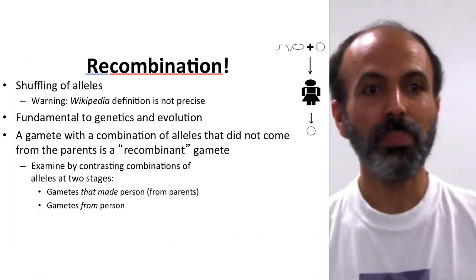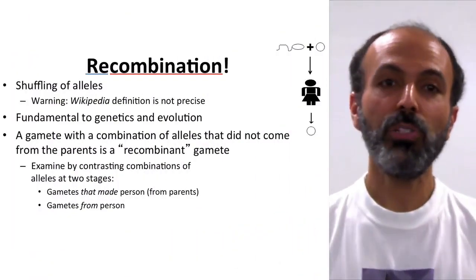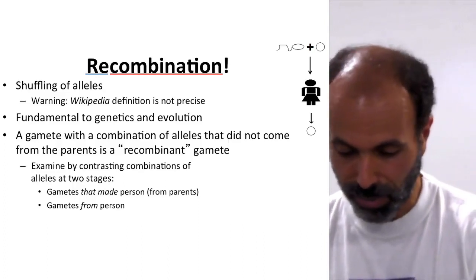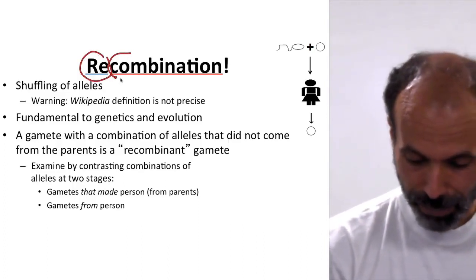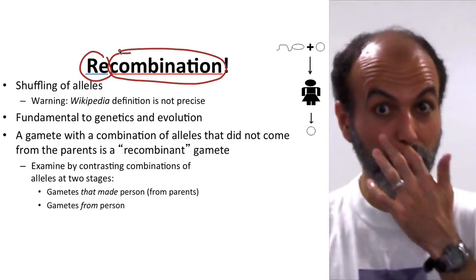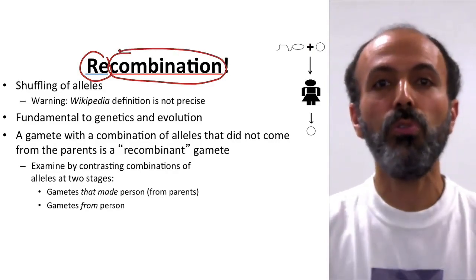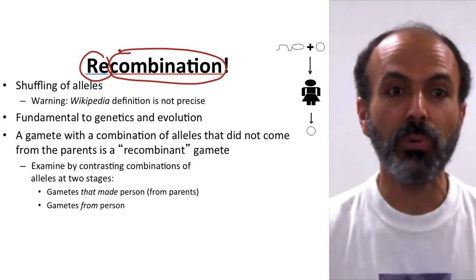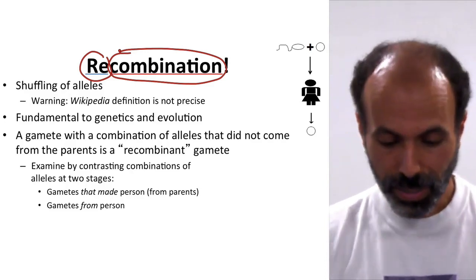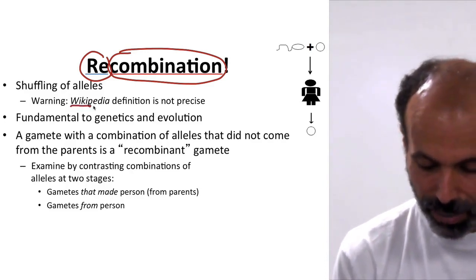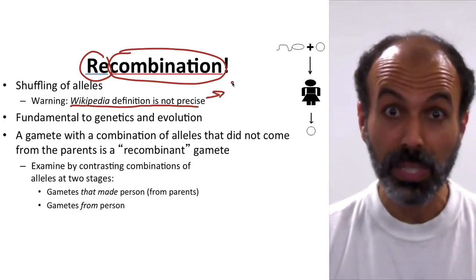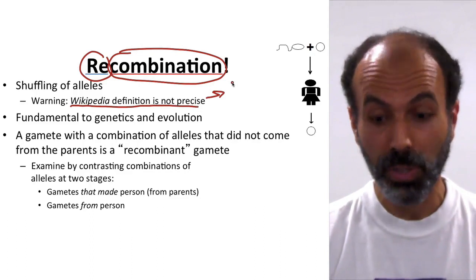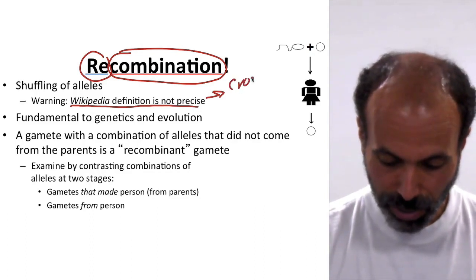Now, many of you use Wikipedia, I know. Recombination, you can basically break up the word as I've done here. Re for a new, combination. So basically recombination is shuffling of alleles into new combinations, combinations that were not found in the parents. I will emphasize the Wikipedia definition in this regard is not precise. The Wikipedia definition focuses specifically on one type of recombination called crossing over, which will be our primary focus.